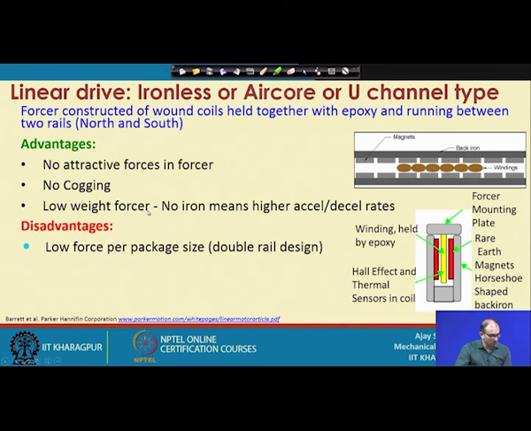What are the disadvantages? The low force per package size, because it has a double rail design here, and whatever the system you are using, it is very heavy. So, if you consider the package size, you will not get the same amount of force here. Here force is very less, but if you want to use it with very highly precise motion, where you are not getting a force in a few micro-Newtons, then this is the better choice compared to the other two motors.